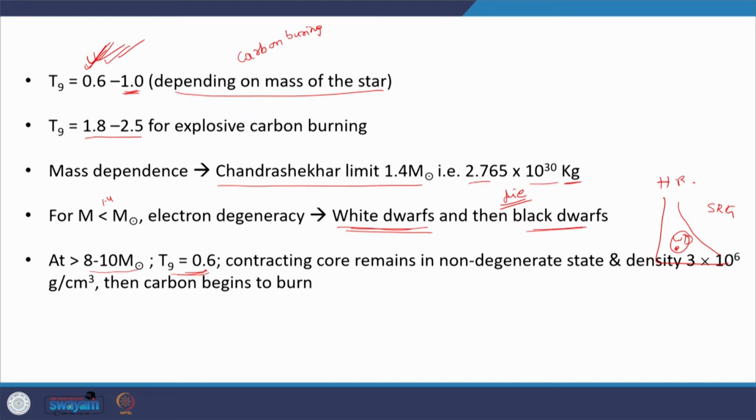So, when the temperature of the star in the core is 0.6 gigakelvin and the mass is more than 8 to 10 times the mass of the sun, then the contracting core remains in a non-degenerate state, and if the density is say 3 times 10 to the power of 6 grams per cubic centimeter, then whatever temperature is available within the core is enough to ignite the carbon for burning. So, this is a very important thing to know: the numbers regarding temperature, density and mass corresponding to carbon burning, all right.